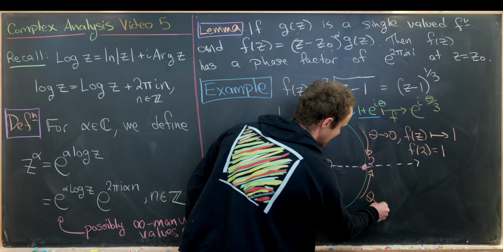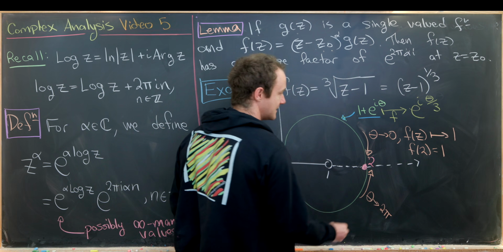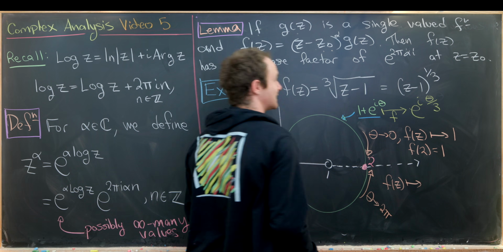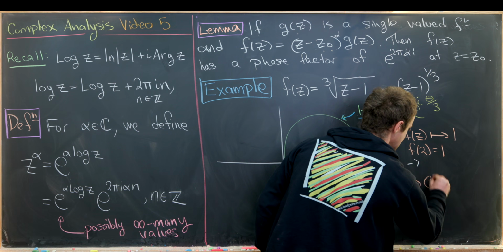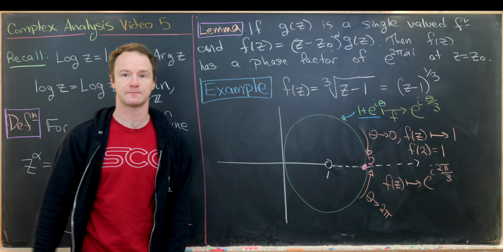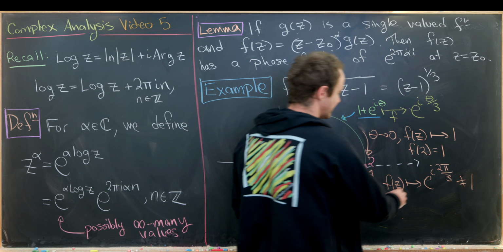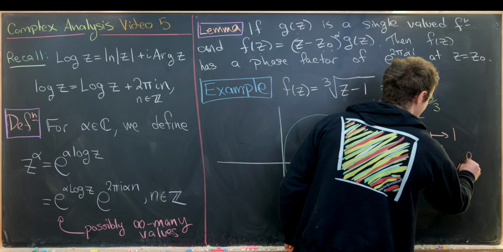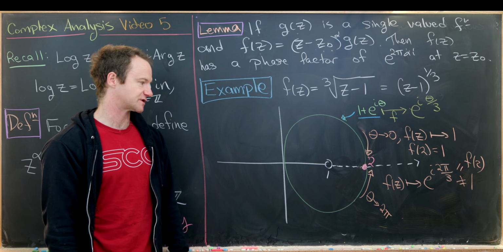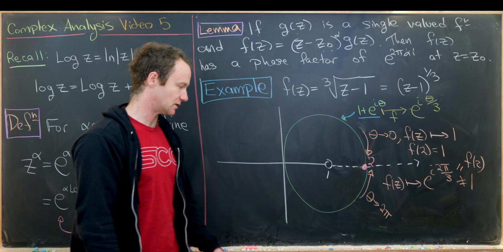So that means theta is approaching, let's see, 2 pi, but that means f of z will be approaching something else. It'll be approaching e to the i 2 pi over 3. But let's notice that this is not equal to 1. So we've got another value for f of 2, which is different from our first value, just giving some motivation for this function being multi-valued.